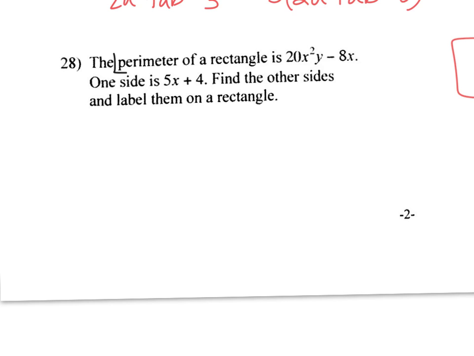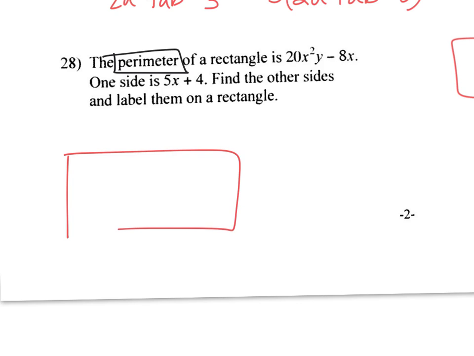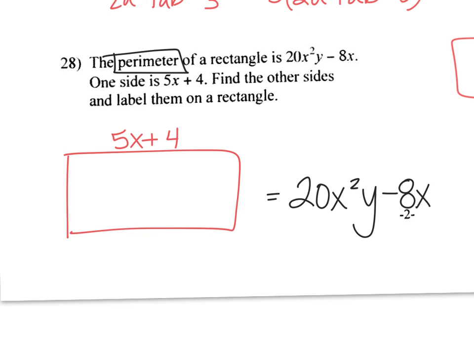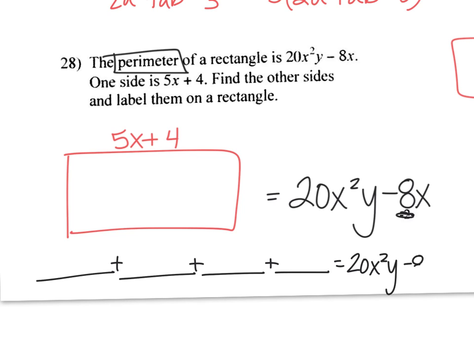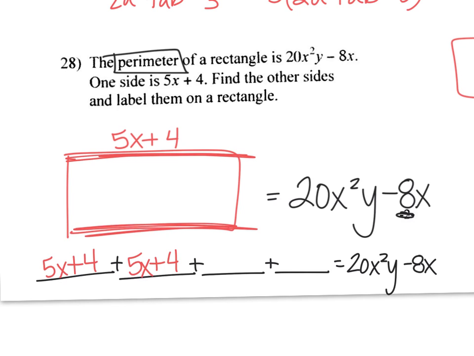Last one. All right, this one, they tell me the perimeter, and they give me one side. So this is a little more tricky. They tell me one side is 5x plus 4. And I know the whole thing is going to add to give me 20x squared y minus 8x. Okay, so this is what I might do. I know I'm going to be adding 4 different sides together to get this answer, 20x squared y minus 8x. And I know 2 of my sides are going to be 5x plus 4 and 5x plus 4, because remember, the top and the bottom are going to match.